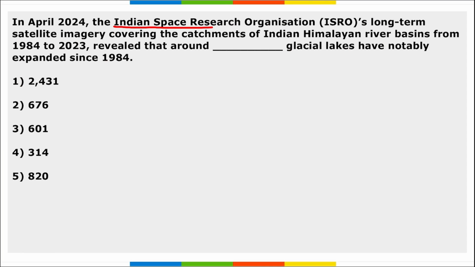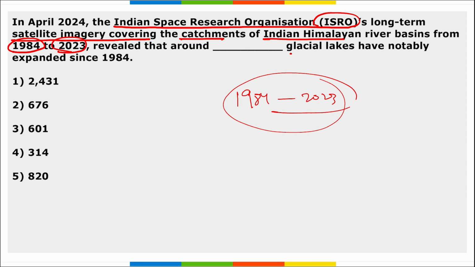is ISRO. ISRO's long-term satellite imaging covering the catchment of Indian Himalayan River Basin from 1984 to 2023. This data was released. That means from 1984 to 2023, it was revealed that glacial lakes have notably been expanded since 1984. That means the number of lakes that have been extended in size is being asked. Because of climate change, we are seeing that the ice on the glaciers has melted down and increased the size of the lakes here. So right option here becomes 676 lakes have been notably expanded since 1984, right?